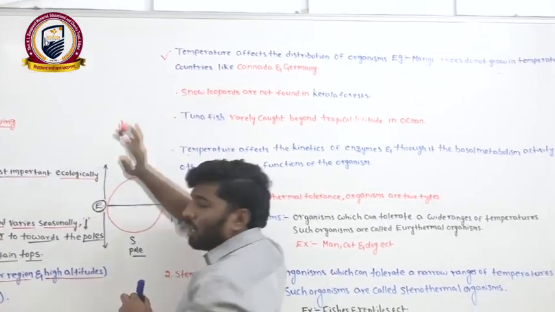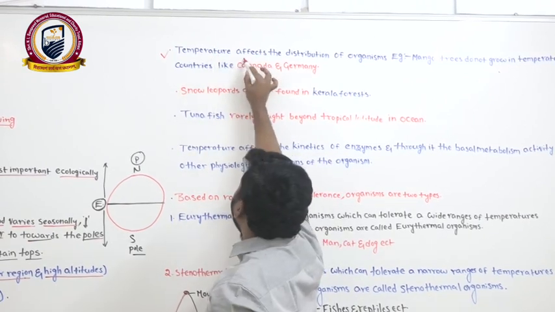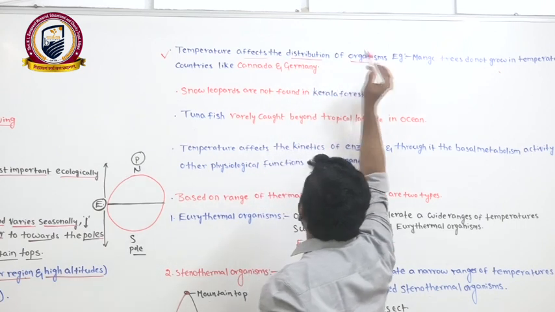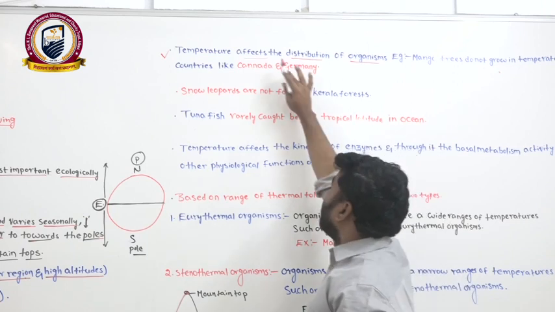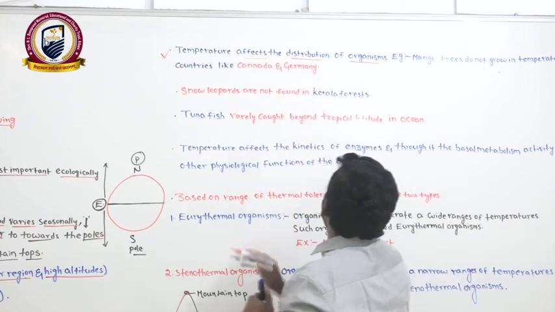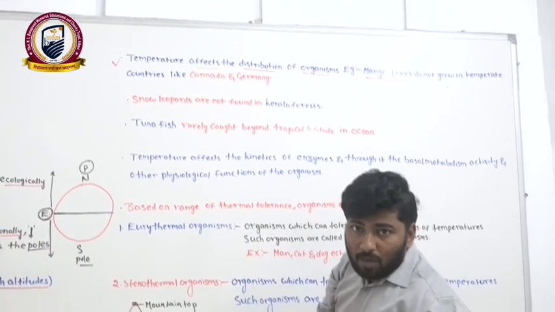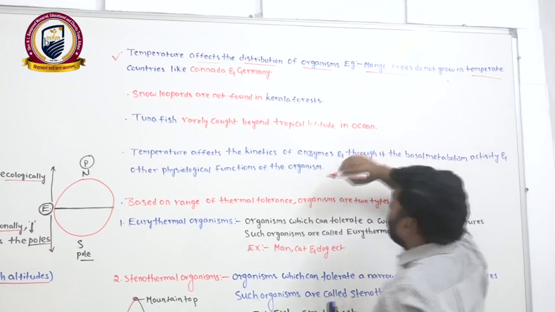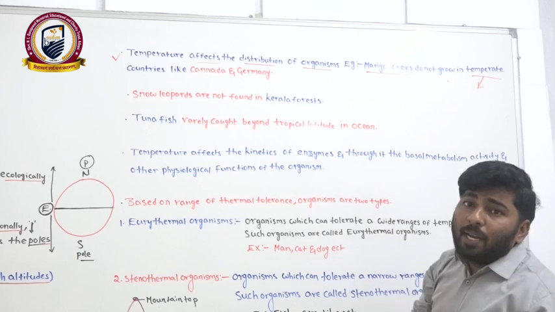Now you can see why temperature is an ecologically relevant factor. The most important ecologically relevant factor is temperature, mainly because temperature affects the distribution of organisms. For example, mango trees do not grow in temperate areas.